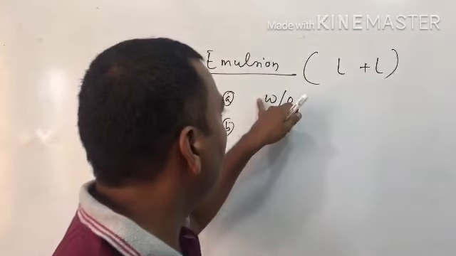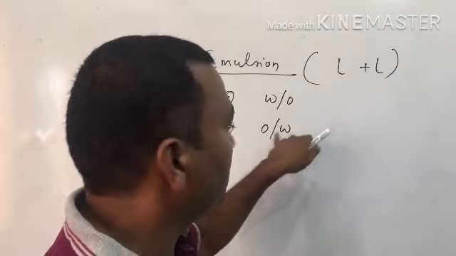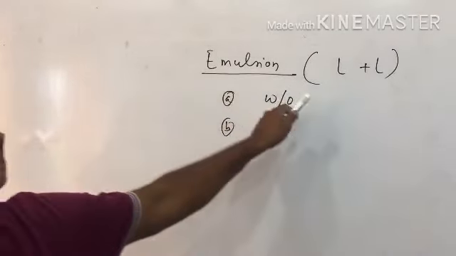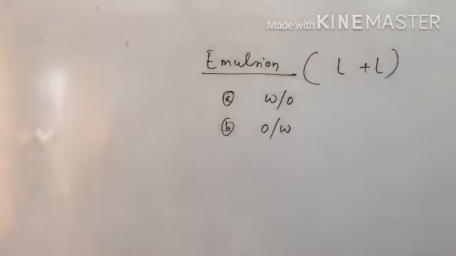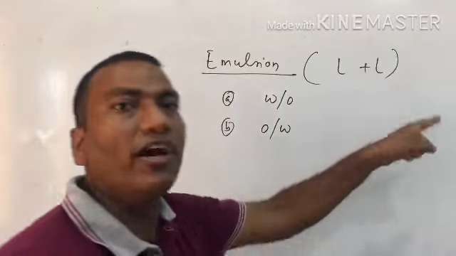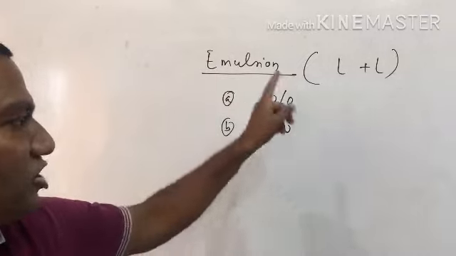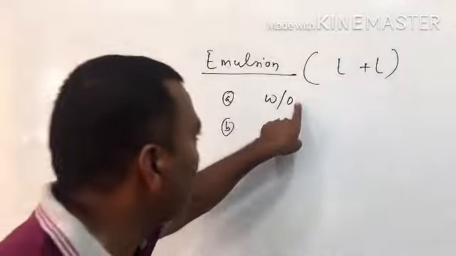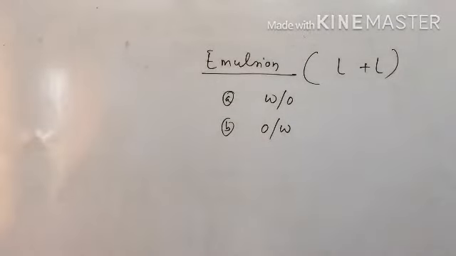Suppose one is the dispersed phase and the other is the dispersion medium. So one is water in oil type and another is oil in water type. Come to the first, water in oil type. That means water dispersed in oil. In this system, oil is the dispersion medium and water is the dispersed phase. Example: butter, cream, yes or no?